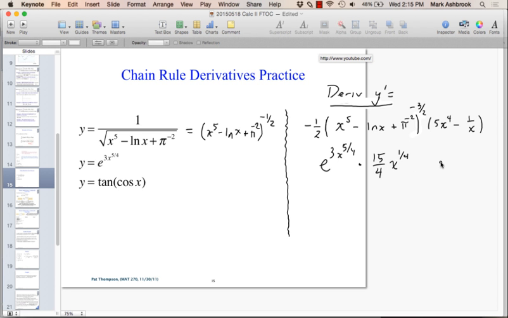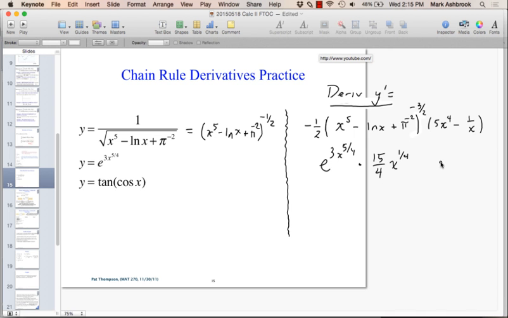Again, what do we start with? We start with the derivative of the exterior function, or the big picture, which is just e to something, right? And the derivative of the exponential function is just itself. Derivative of e to the x is e to the x. So that's how we're going to start: e to the 3x to the 5/4, and then times the derivative of the interior function.